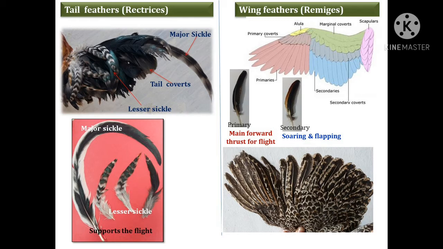In case of wing feathers called remiges, there are two important feathers called primary and secondary feathers. The primary feathers are very important in terms of main forward thrust for the flight, and the secondary feathers help in the soaring and the flapping mechanism during the flight.